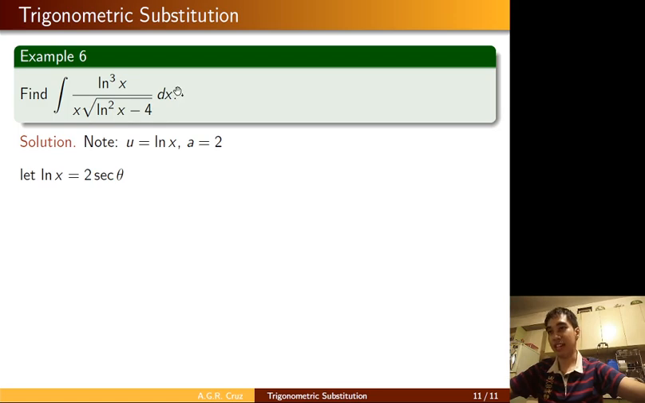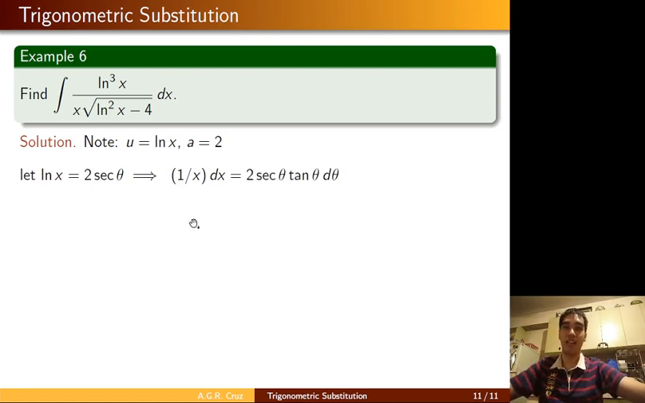So for dx, again, let us differentiate both sides of this equation, no? So if you differentiate ln of x, what do you get? You get 1 over x times the differential dx. So you get 1 over x dx on the left. On the right-hand side, when you differentiate, the 2 comes out. The derivative of secant theta is secant theta tangent theta. So on the right, you get 2 secant theta tangent theta d theta. Okay, so that's now your dx in terms of theta.